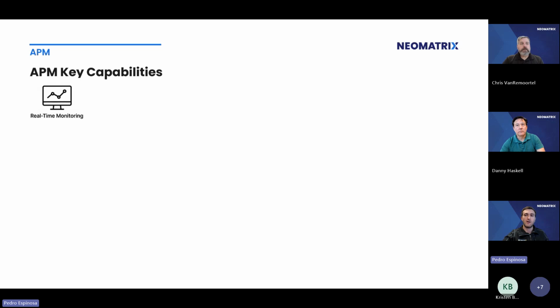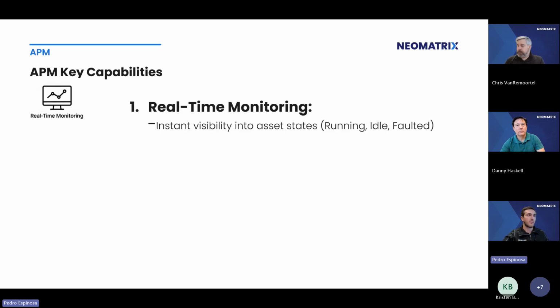So now that we've defined what APM is, let's break down the key capabilities that make it such a powerful tool. The first is real-time visibility. APM systems continuously track what's happening on your lines, whether a piece of equipment is running, idling, or faulted. This will be monitored, and this allows operators and supervisors to respond to these events immediately. So if your equipment enters a fault state during a shift, the system could instantly highlight that in the UI or even trigger an alert, right?